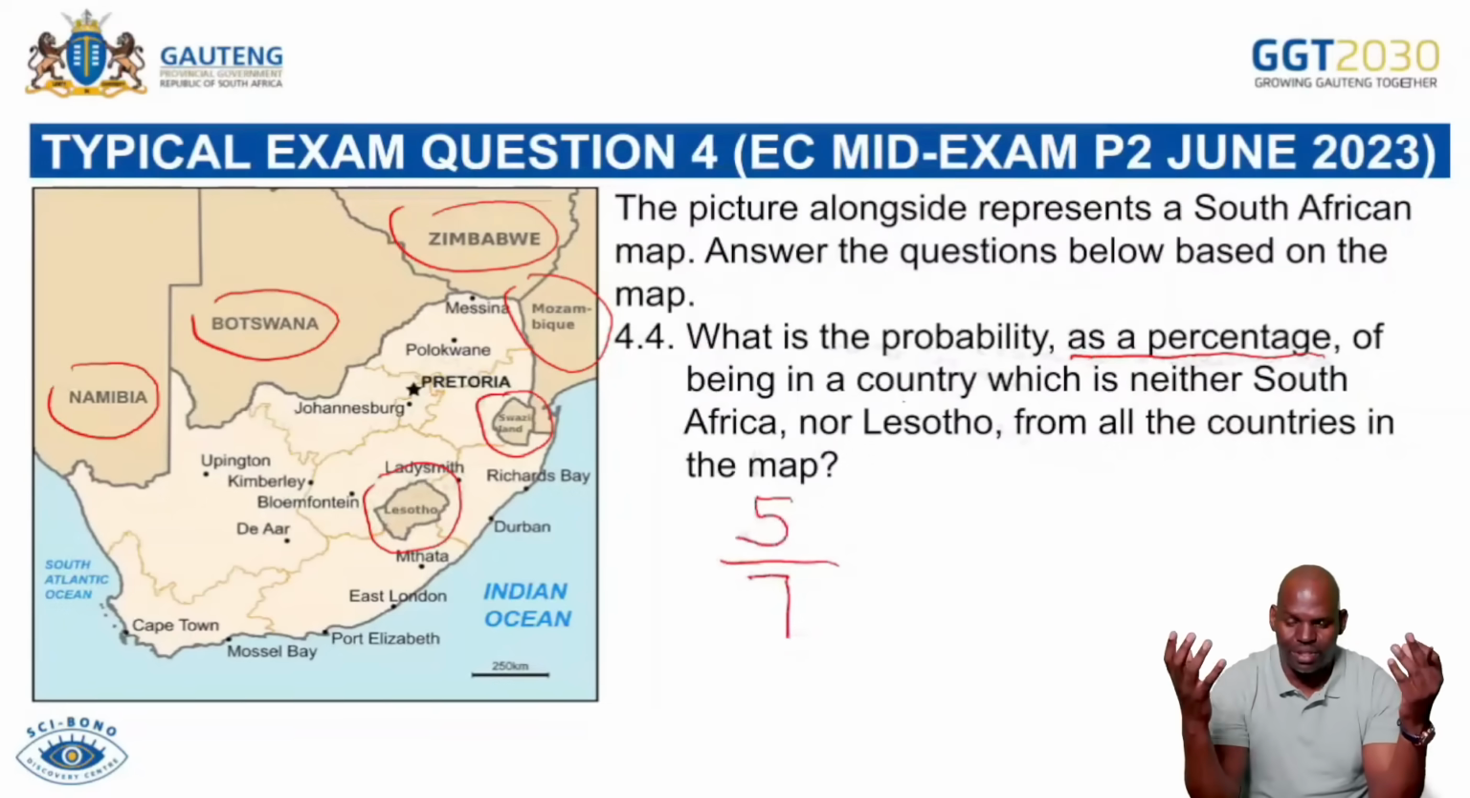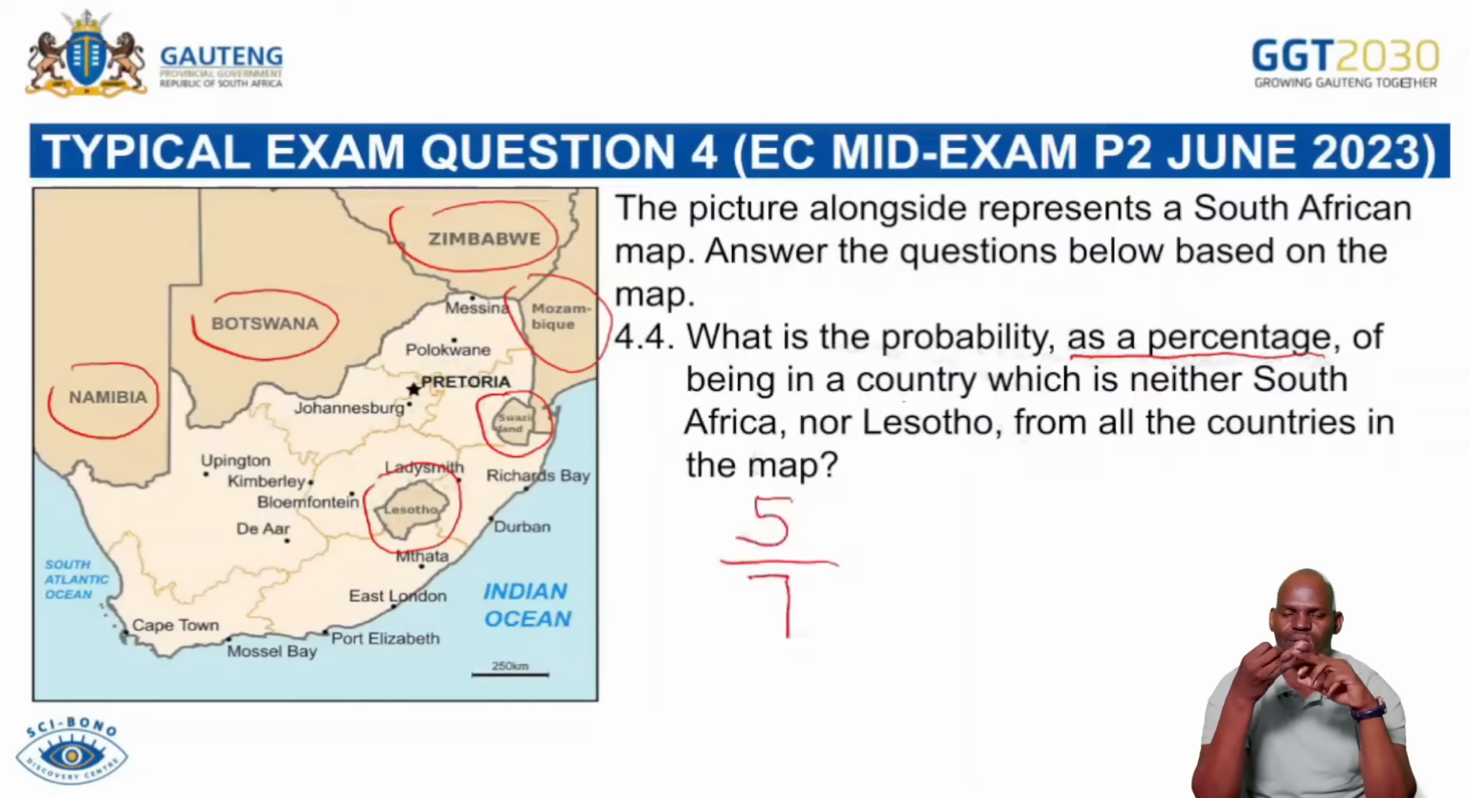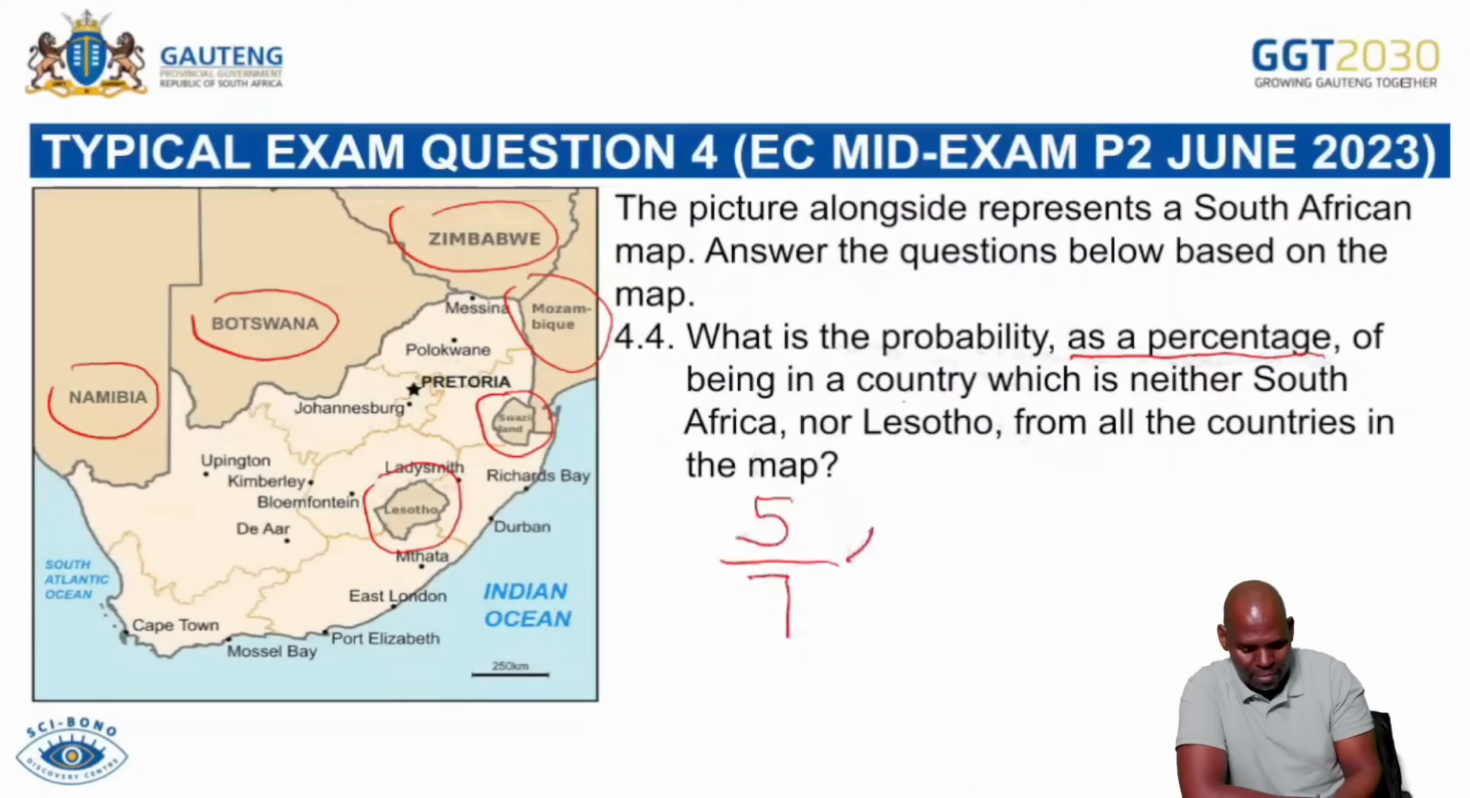Remember, probability can be written in 3 forms: a fraction, a decimal, and a percentage. So in this case, the examiner specifies the format of the probability. So we multiply it by 100.